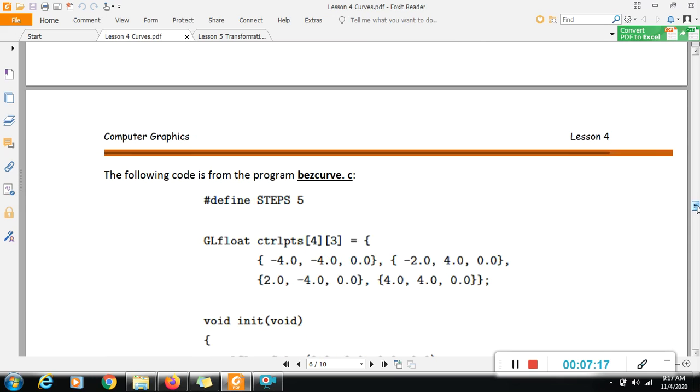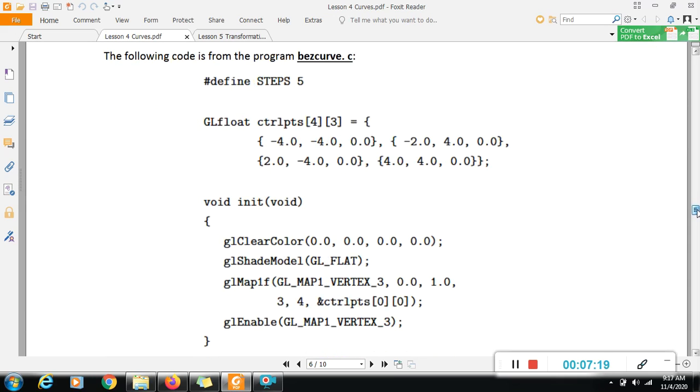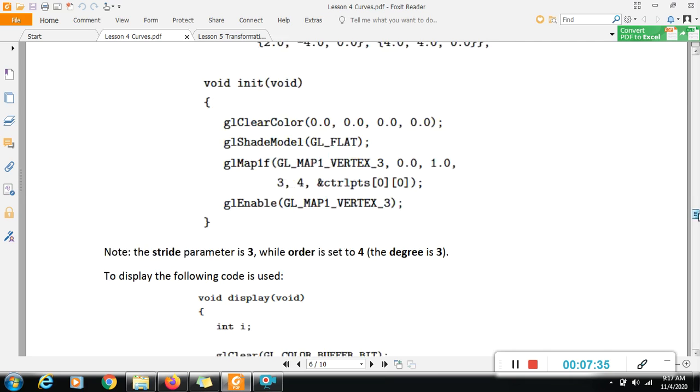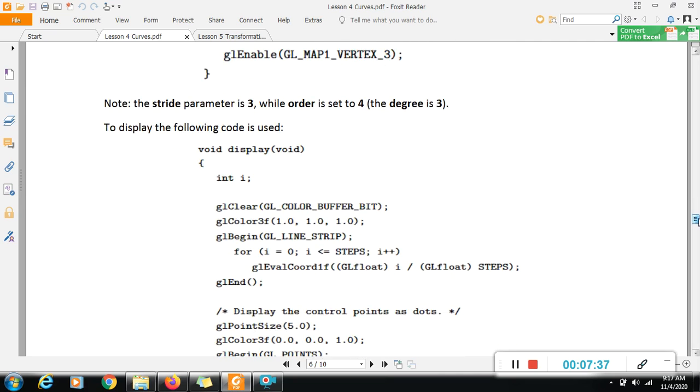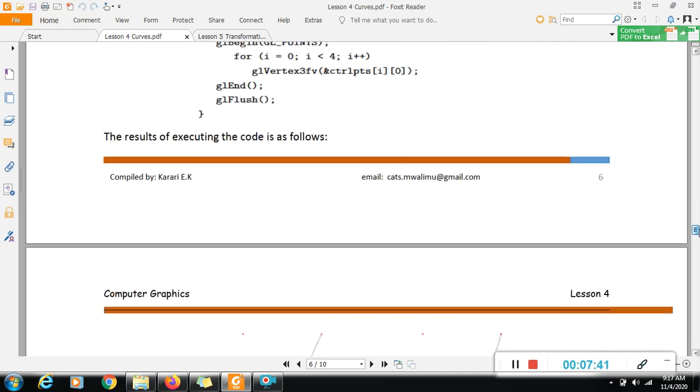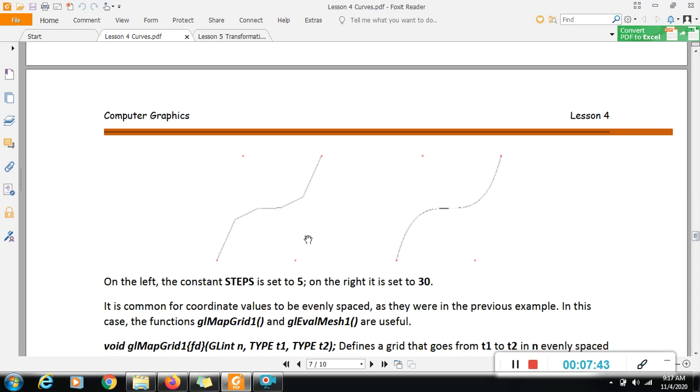An example of a one-dimensional function that is implemented, which represents a line, is what you're seeing in bezier curve.c. This is implemented in the C programming language. You can see a constant defined, and then of course you go ahead to define the control points, and then initialize some of the functions and some of the variables, and then from there you use the display function to work out the display of the lines. Once you execute that, the result is what you can see here.